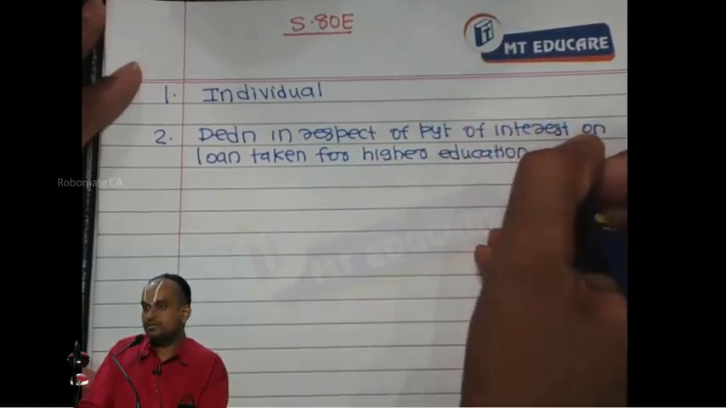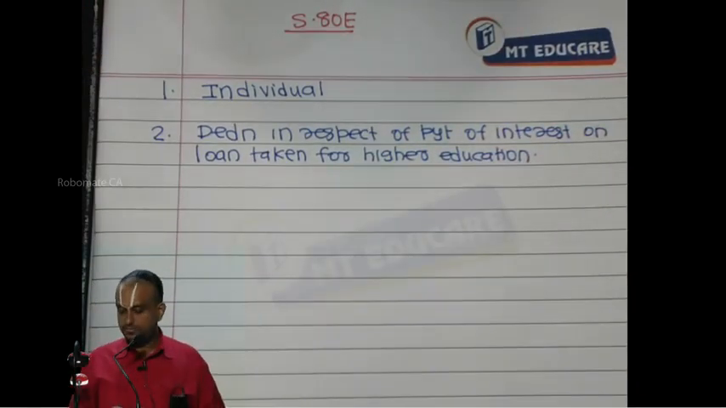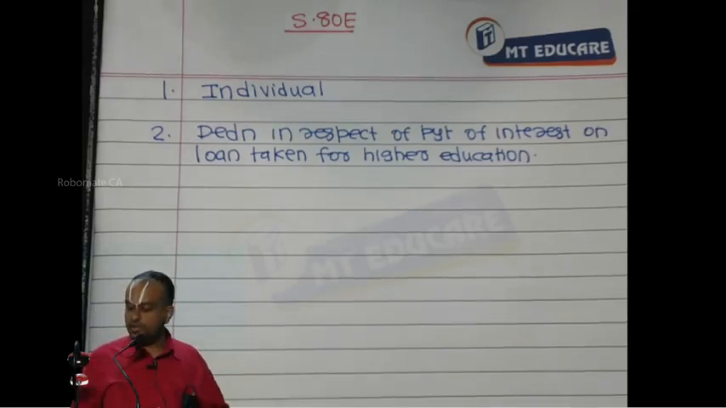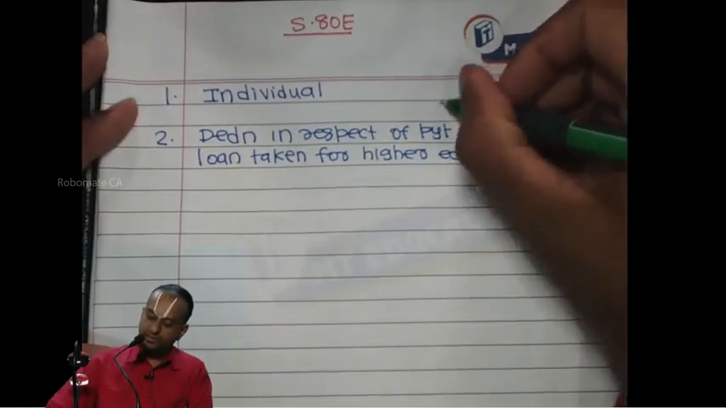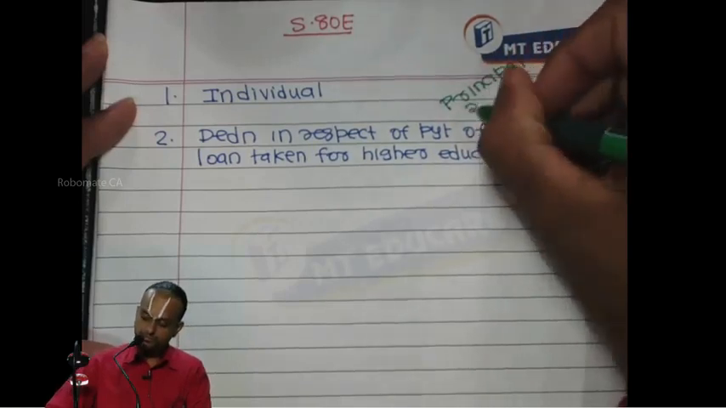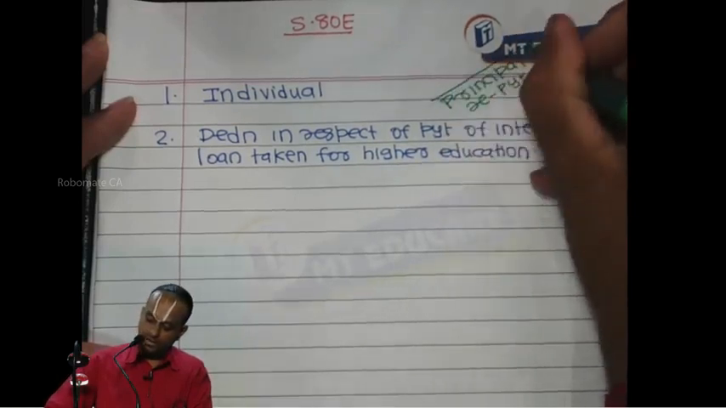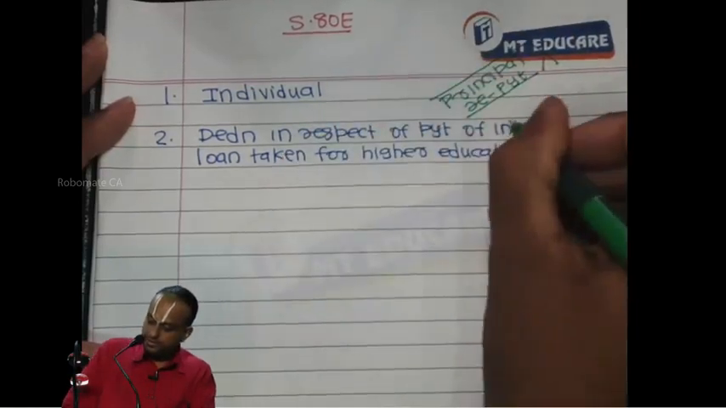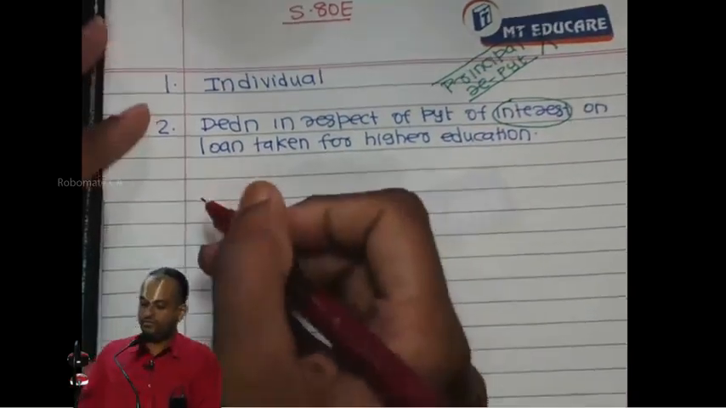Taken for higher education. So deduction is allowed in respect of what? Payment of interest on loan taken for higher education. Deduction is not in respect of principal repayment here. It doesn't cover principal repayment. It talks only about interest.